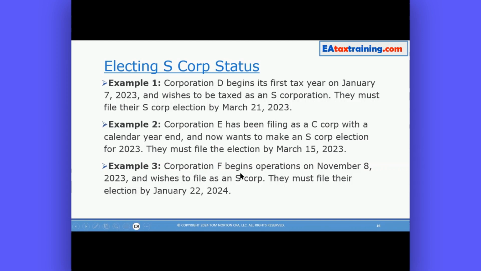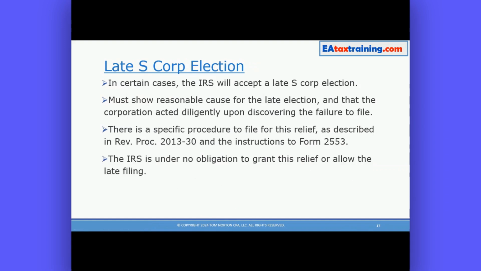Example 3, Corporation F begins operations on November 8th, 2023, and wishes to file as an S Corp. They must file their election by January 22nd of 2024. So we start with November 8th, go forward 2 months. That would be January 8th. Day before that is January 7th. Add 15 days. January 22nd, 2024 is when they must file their election.